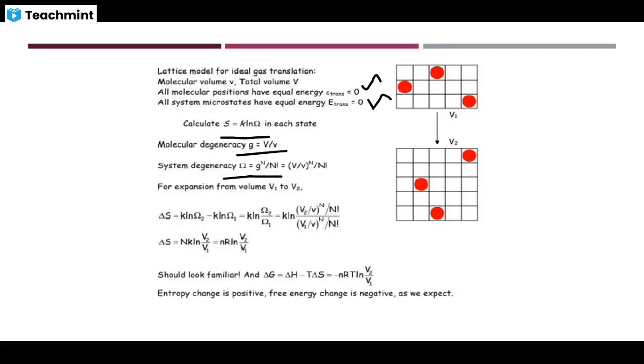If you simplify, you get the same relation. If you remember, this is the same as in thermodynamics: n R ln V2 by V1, expansion against vacuum. Entropy change is positive, free energy change is negative, as we expected.